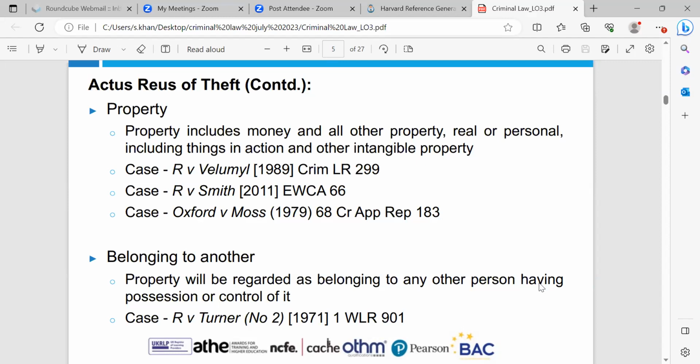There are 5 types of items which are included in the definition of property: money, which includes coins and banknotes of any currency. Personal property covers all movable items, which include books, clothes, and cars. Real property is a legal term for land and buildings. These things can be stolen, but only under 3 circumstances.